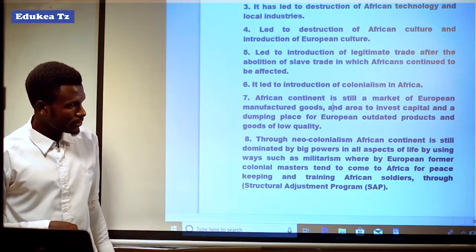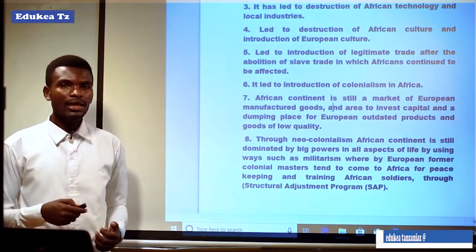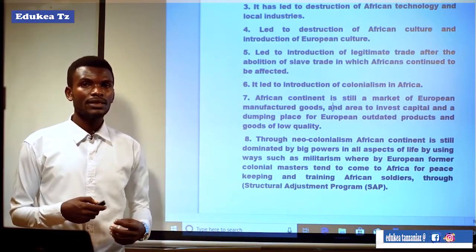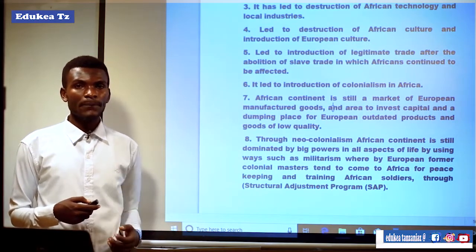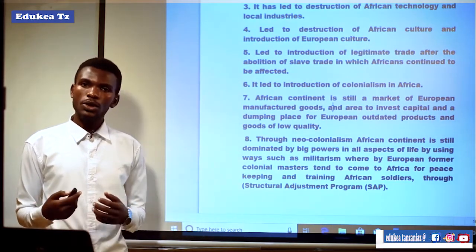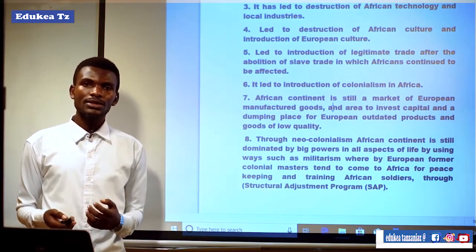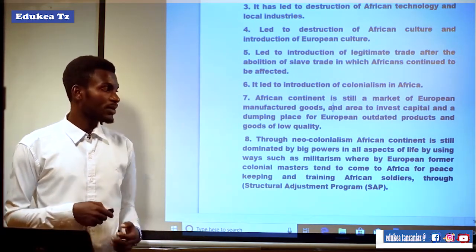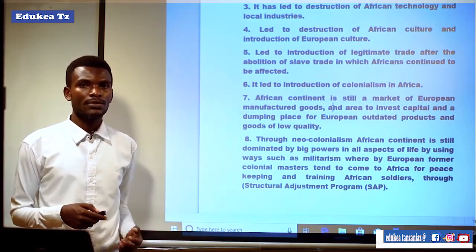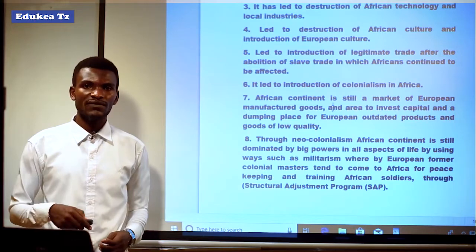So you can see that some European countries have been establishing military bases or armies in African countries in order to ensure that the interests of the Europeans or European countries are protected by those military bases which are introduced in African countries.